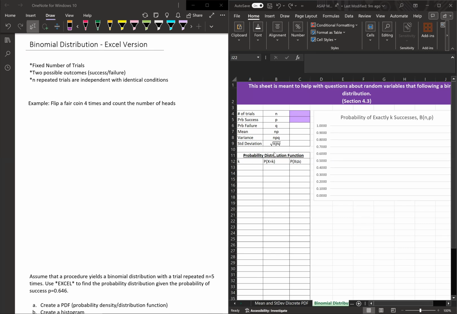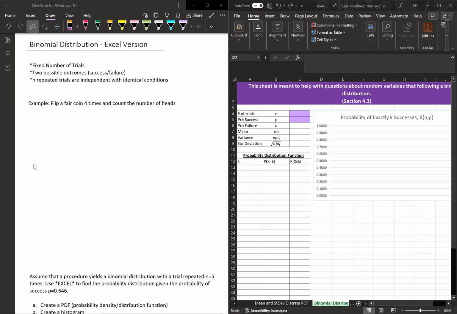You still have to understand the output. You still have to understand the question, the context, and be able to apply your critical thinking to answer these questions. But what the technology is going to do for you is it's going to quickly crunch out each individual probability. And so let's see that in action.